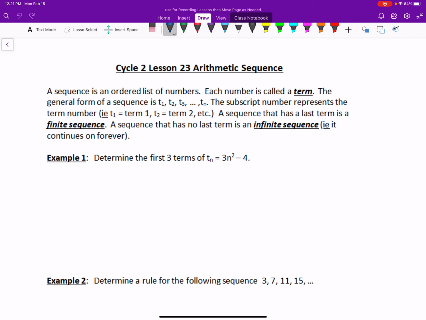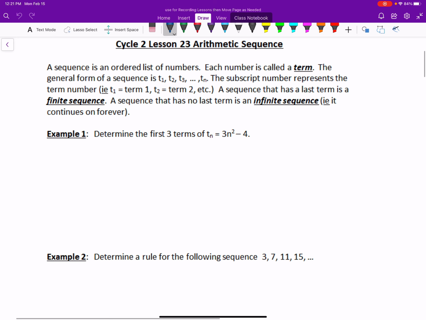In this lesson, we're going to look at sequences, arithmetic sequences in particular. Later, we're going to talk about something called a geometric sequence. They're just ways of thinking about how following patterns really more than anything. A sequence is an ordered list of numbers.